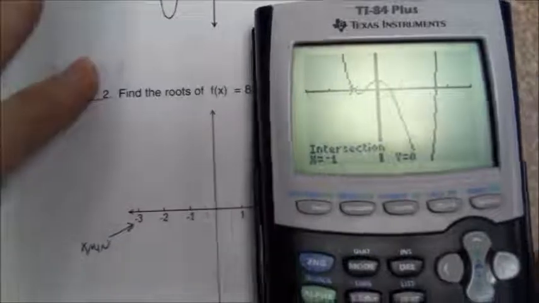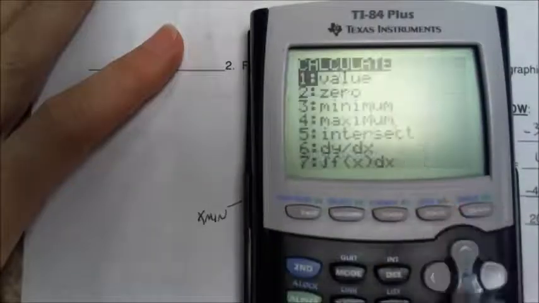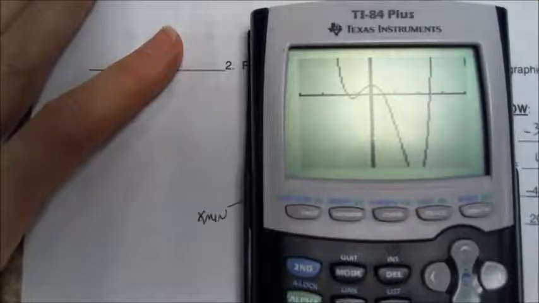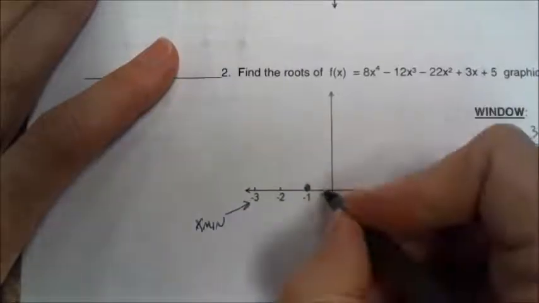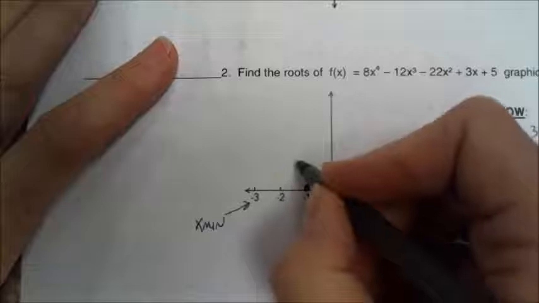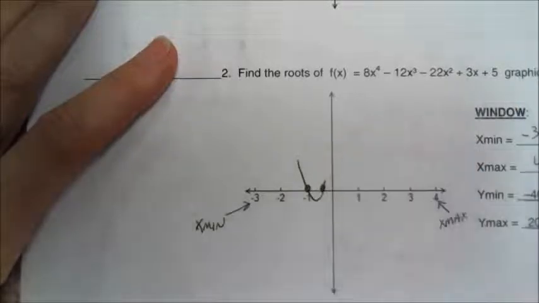And -1 is where it goes through the first time. So we'll mark our -1. Second calc, option 5, intersect. Enter, enter, enter. Oh, -1/2. And that just goes to the x-axis a little bit, so I'll just kind of go like this.